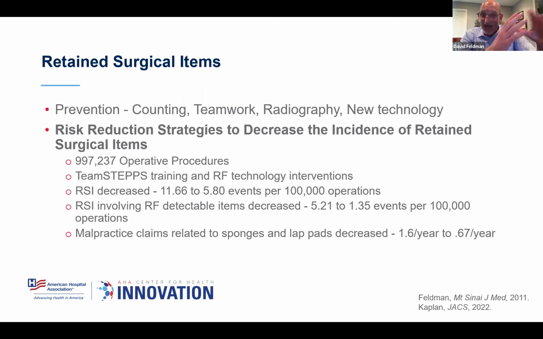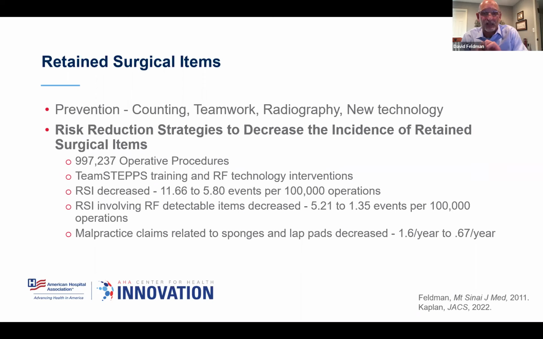So now you have both counting, traditional, and you have detecting. Engineers would call this defense in depth, right? It's redundancy. And does it work? Well, we looked at almost 1 million operative procedures in all of our hospitals over this long period, with implementation in the middle of both TeamSTEPPS and RF. This is only a retrospective association. Decrease in retained surgical items from 11 to 5 events per 100,000 operations. Even more interesting, the RF detectable items, that is the soft goods, the sponges, lap pads, towels, from 5.2 to 1.3 events per 100,000, and the number of malpractice claims in those dropped dramatically as well.